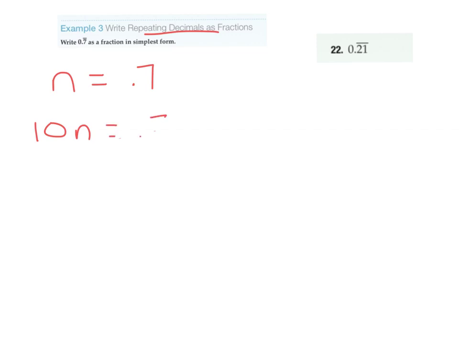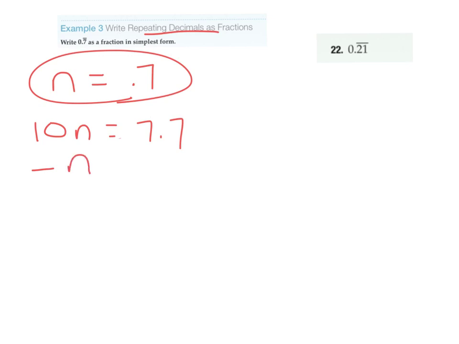And when I do that, I get 7.7. Basically the decimal point moves over 1. Now I'm going to take away this part. So I'm going to subtract n, and I'm going to subtract 0.7.